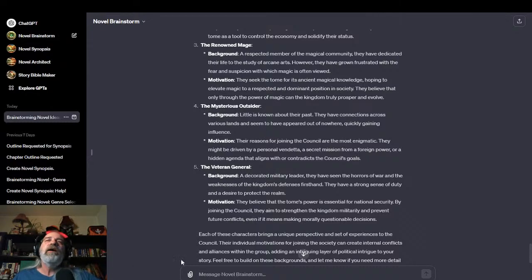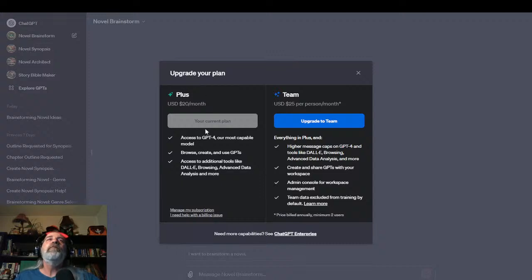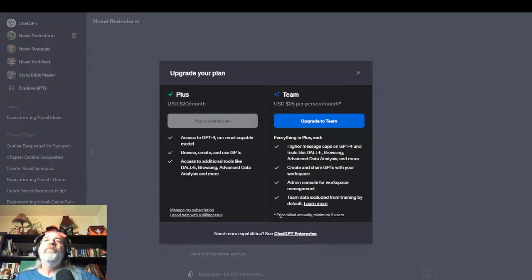You can't see that, it's behind my camera, but there's an upgrade button down here, and it's a team plan. Let's see, I can pull it up. So I'm on Plus right here, the current plan, which is $20 a month. The team plan is $25 per person per month, billed annually. I've seen it's $30 per person per month if you pay monthly. But you get higher message caps on GPT-4. And this is a minimum of 2 users, so you can't do this just for one person.